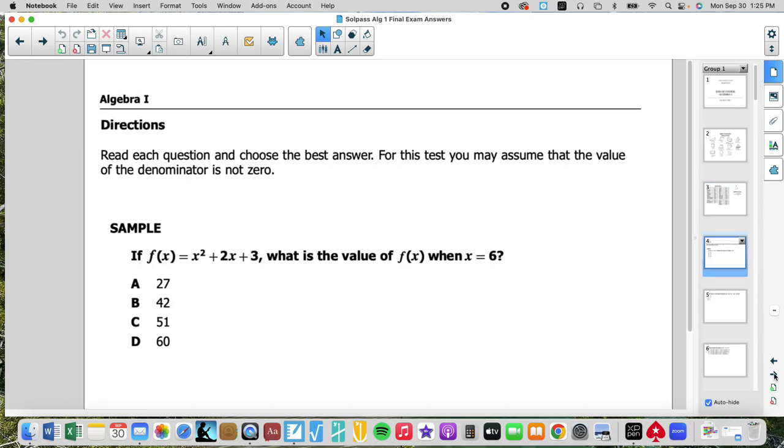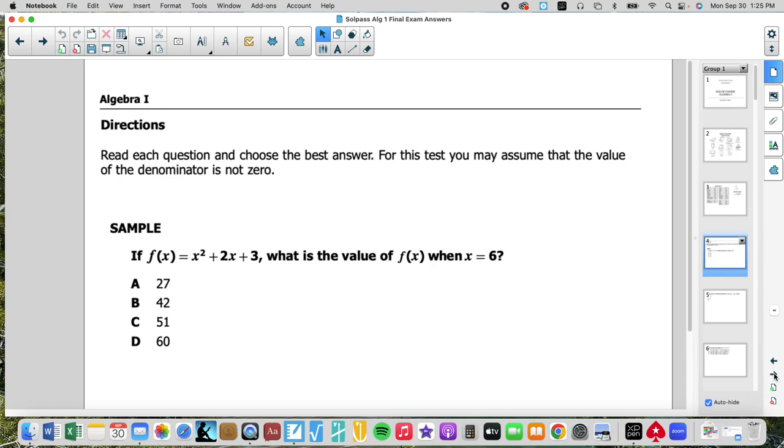And it says Algebra 1 directions: read each question, choose the best answer. For this test, you may assume that the value of the denominator is not 0. So that would mean that we wouldn't have any undefined or no solutions in the denominator. Here's a sample question. We can start on that.